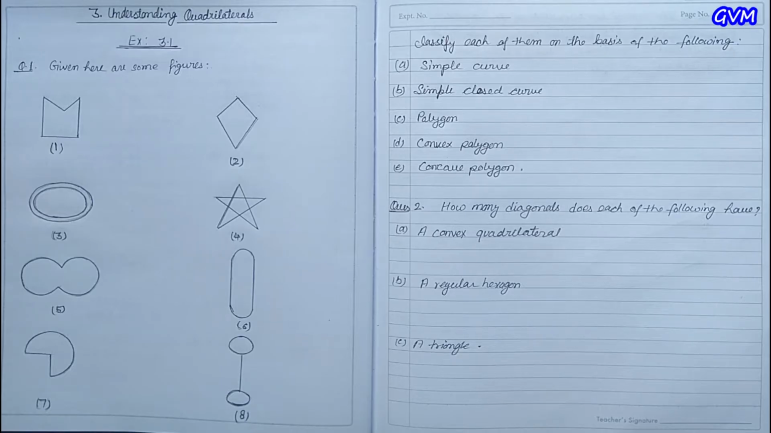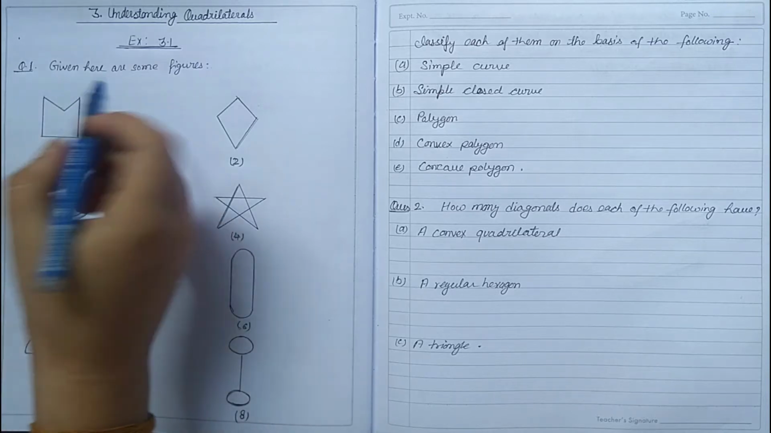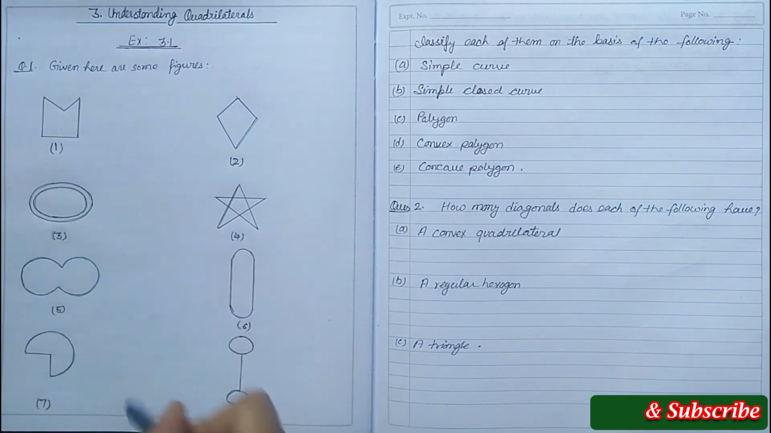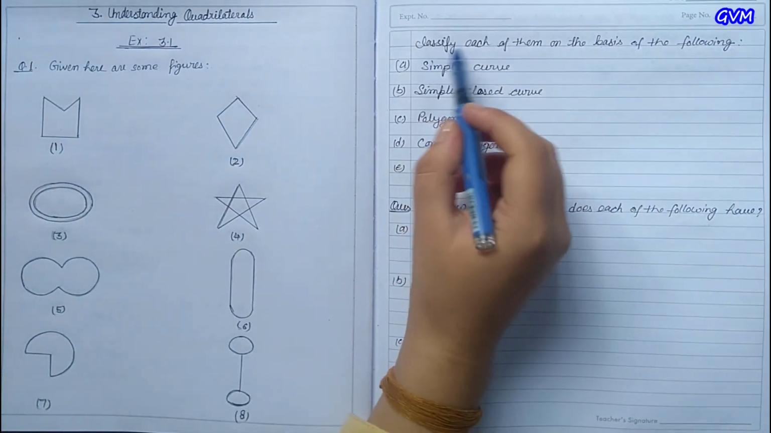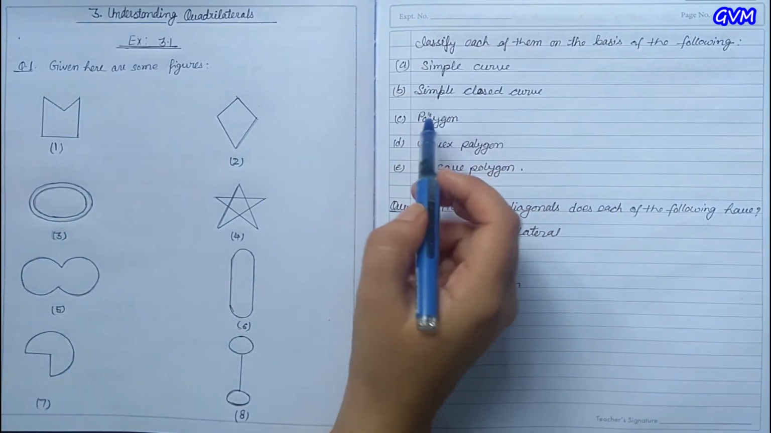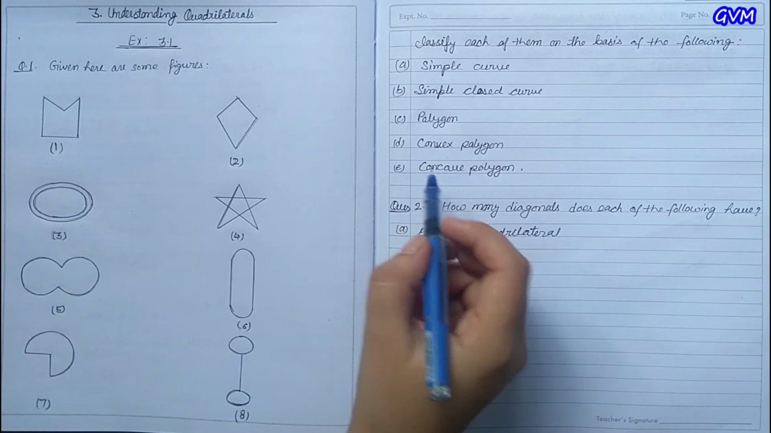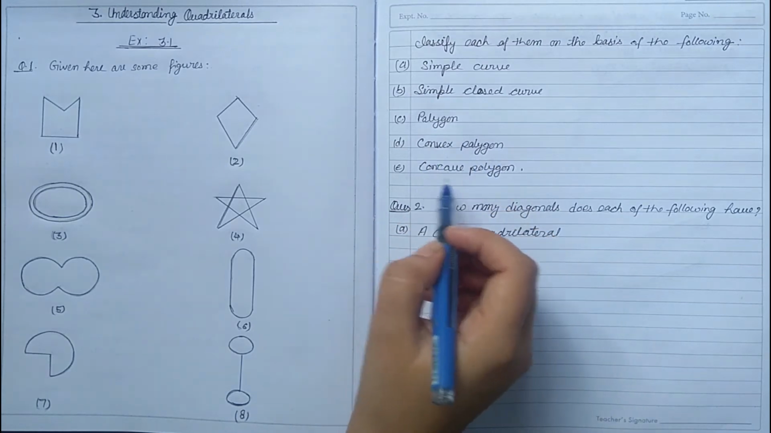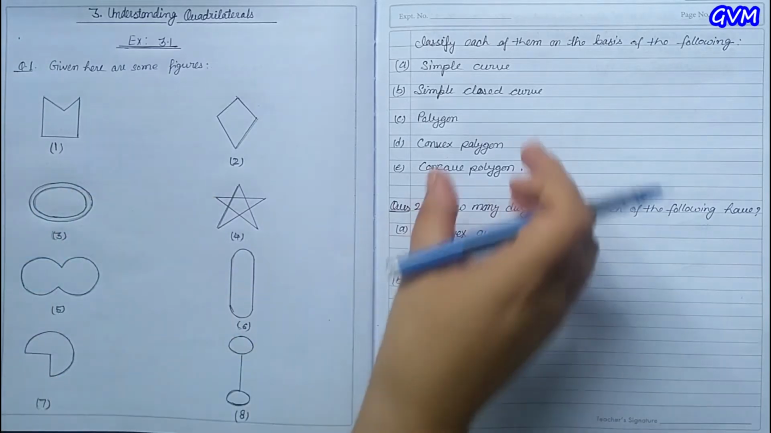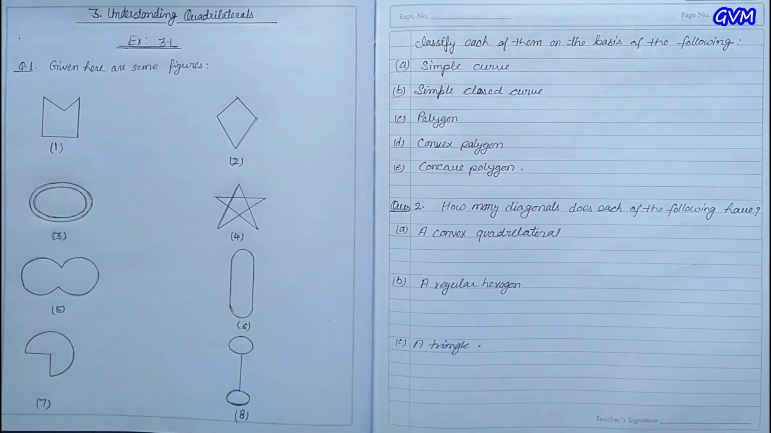Hello students, today we are going to solve the first exercise from chapter 3, understanding quadrilaterals. Okay, so the exercise is 3.1. The first question is: given here are some figures, classify each of them on the basis of the following: simple curve, simple closed curve, polygon, convex polygon, concave polygon. Okay, so we have to classify these figures into these 5 categories.